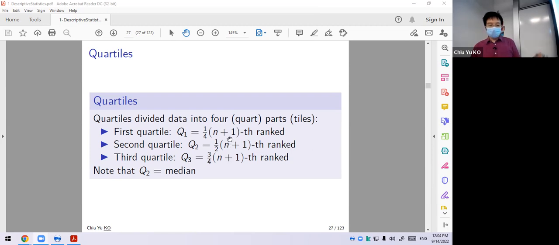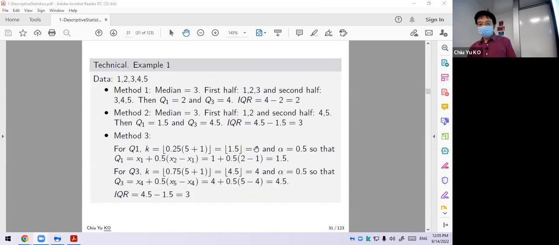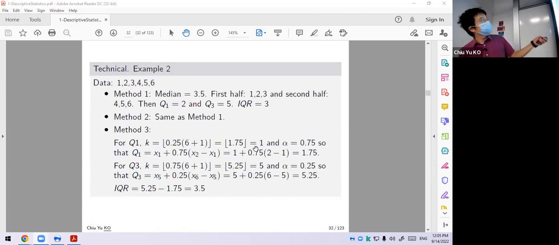it's very simple, just the average of the two numbers, right? Suppose we have this number n over 2. In that case, n is 6, 6 plus 1 is 7, 7 over 2 is 3.5, right? 3.5 is very simple, just the average of the third and the fourth, right?